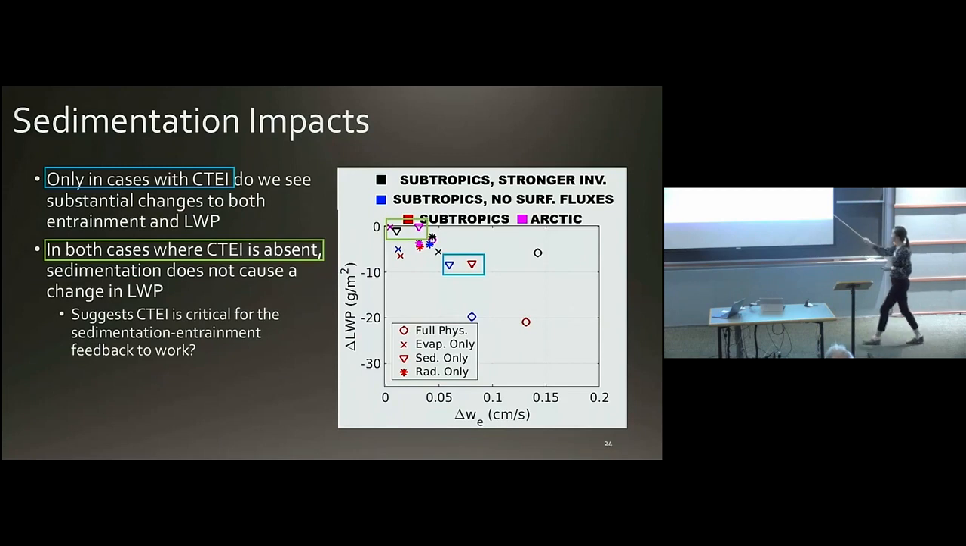And these two are the ones where we have this cloud top entrainment instability present, and the other two are where it's absent. And so this perhaps suggests, I don't really want to make a firm conclusion, but it perhaps suggests that this cloud top entrainment instability is important for allowing the sedimentation entrainment feedback to operate.